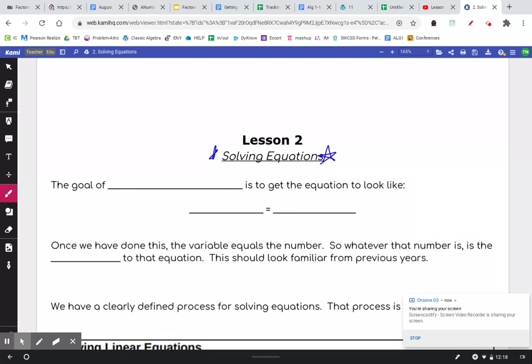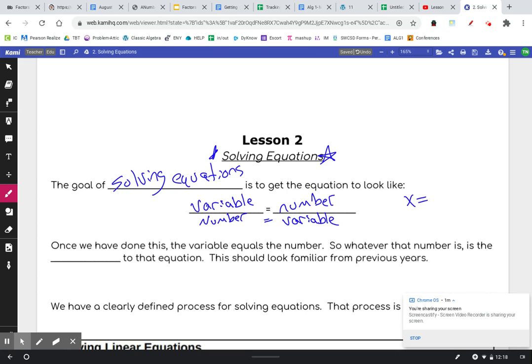So diving right in, it says the goal of solving equations is to get the equation to look like this. Variable equals number. Or you can even say number equals variable. And what I mean by that is something as simple as like x equals 6 or w equals 9. Or like I said, number equals variable. It could be 13.2 equals h, right? Just some kind of number equaling some kind of variable.